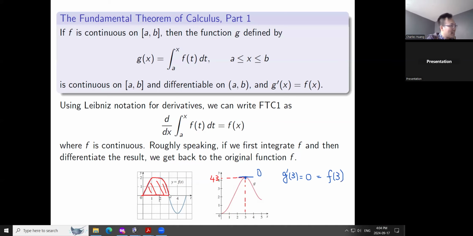And what do you notice? F of 3 is 0. Oh, cool. F of 3 is 0, right? The y value here is 0. And it should make sense because we are at the highest point because we added area onto it, right? We added area onto it. And now we're not going to add area anymore. We're going to subtract from the area because now we're going to go below.